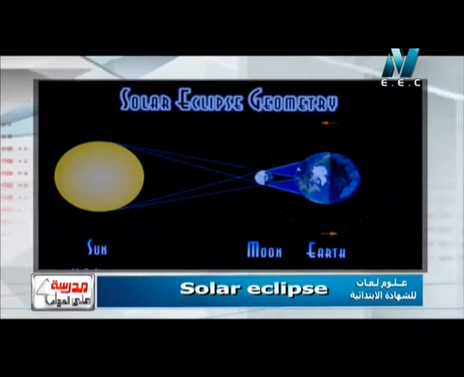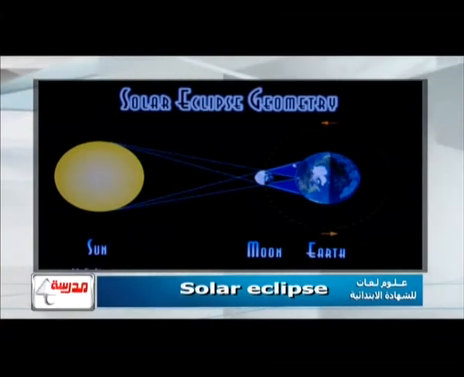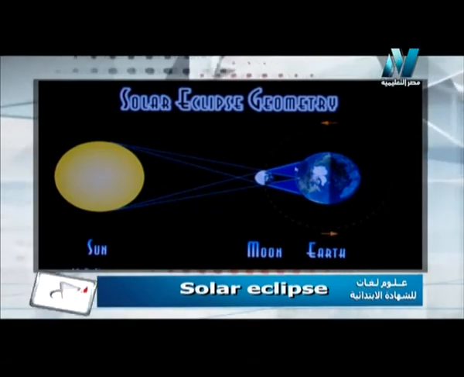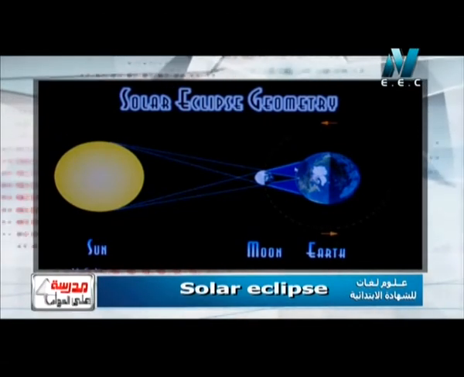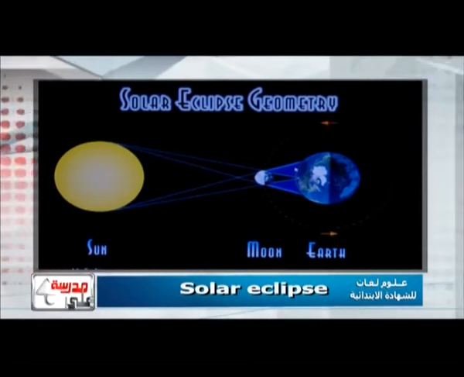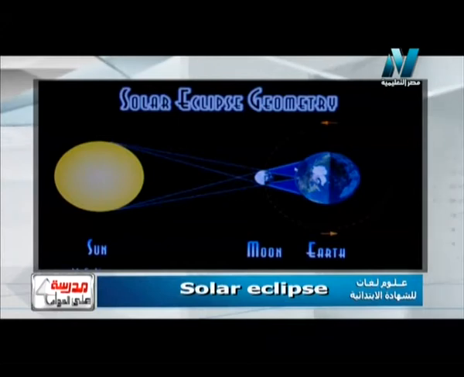But what happens in the other two areas of penumbra? I will see a part of the sun. So it will be called a partial solar eclipse.